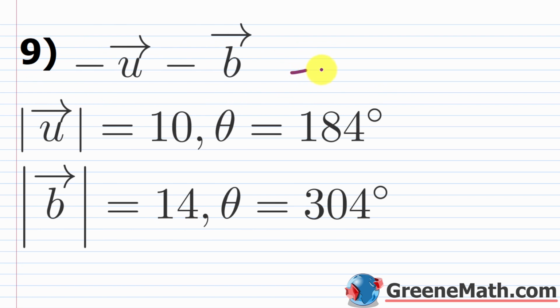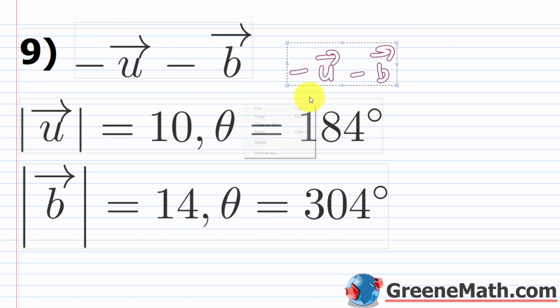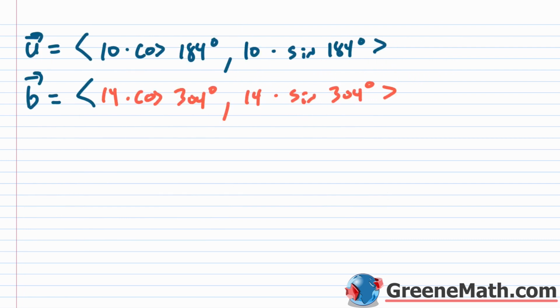So the negative of the vector u and then minus the vector b. So let me copy that and let's come down here. And I'm just going to paste this in here. So if you go 10 times the cosine of 184 degrees, let's say that's about negative 9.98. Okay, so I chose to round to the nearest hundredth. You might choose to round to something else. Again, it's really up to you.